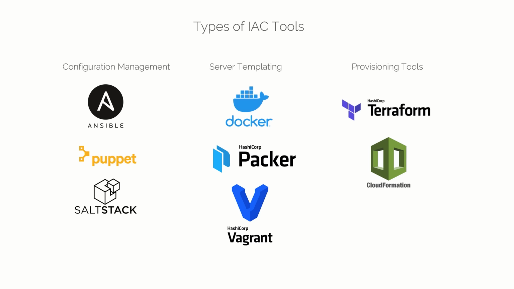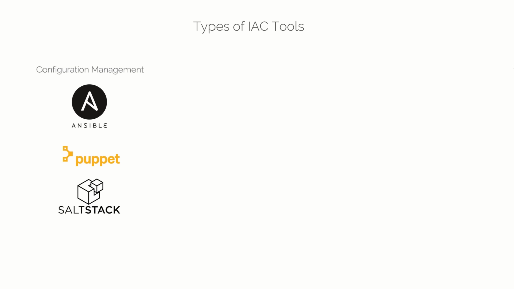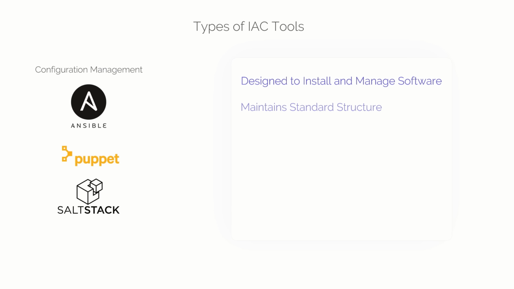The first type of IAC tool that we are going to take a look at is configuration management tools. These include tools like Ansible, Chef, Puppet, and SaltStack. And these are commonly used to install and manage software on existing infrastructure resources such as servers, databases, networking devices, etc. Unlike the ad hoc shell scripts that we saw earlier, configuration management tools maintain a consistent and a standard structure of code, and this makes it easier to manage and update it as needed.